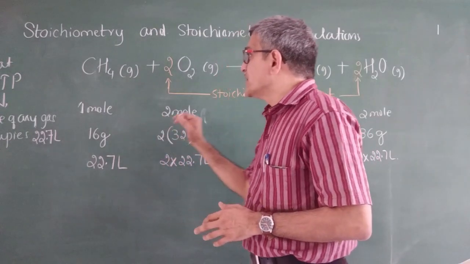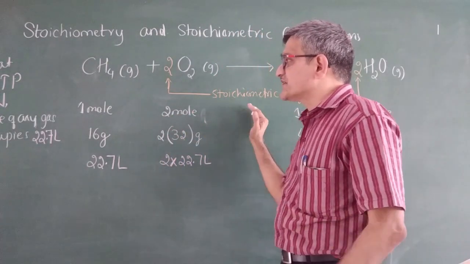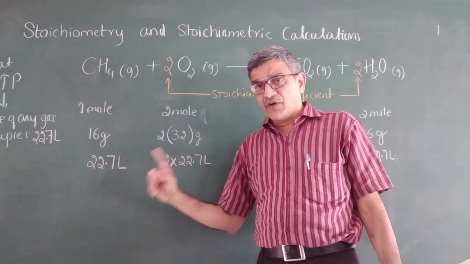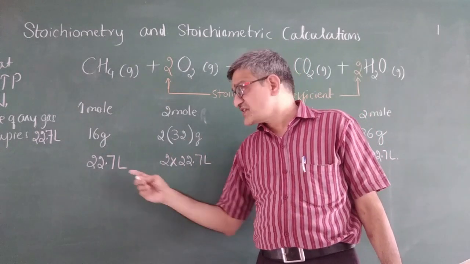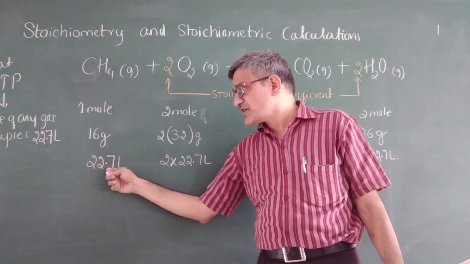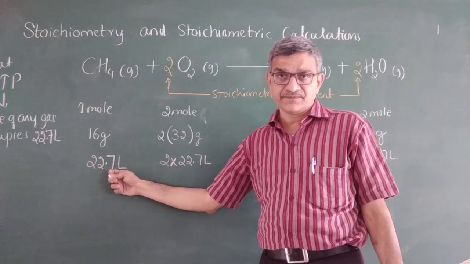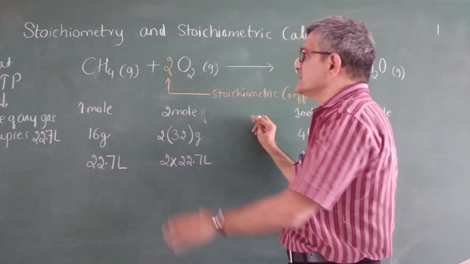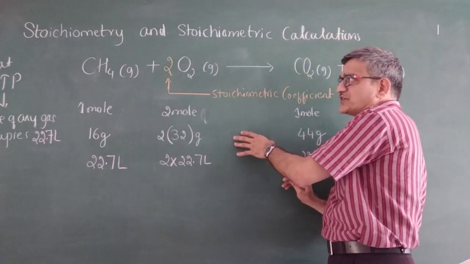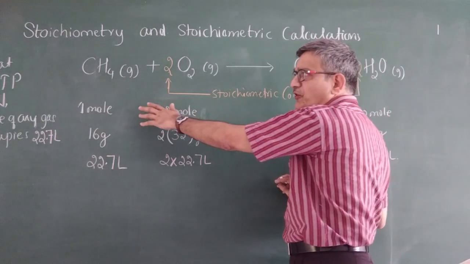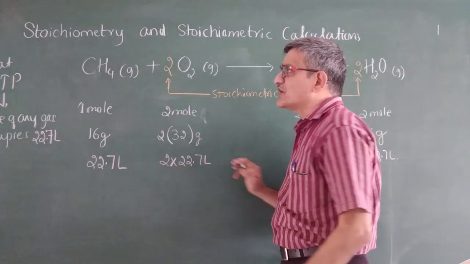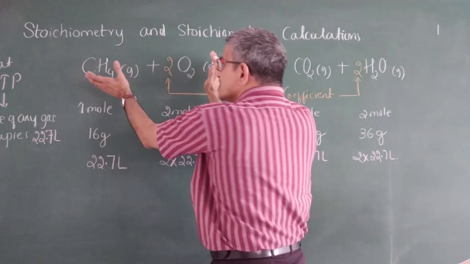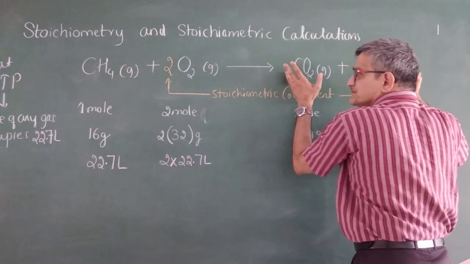So follow here. Whenever it is a gas, it is in this form, at STP condition. 1 mole of any gas at STP occupies this much, 22.7 liter. This is what we call stoichiometry. Based on this, let us go for calculation. I hope you have followed. So stoichiometry deals with the mass of the reactant. This is called the reactant, and this is called the product.